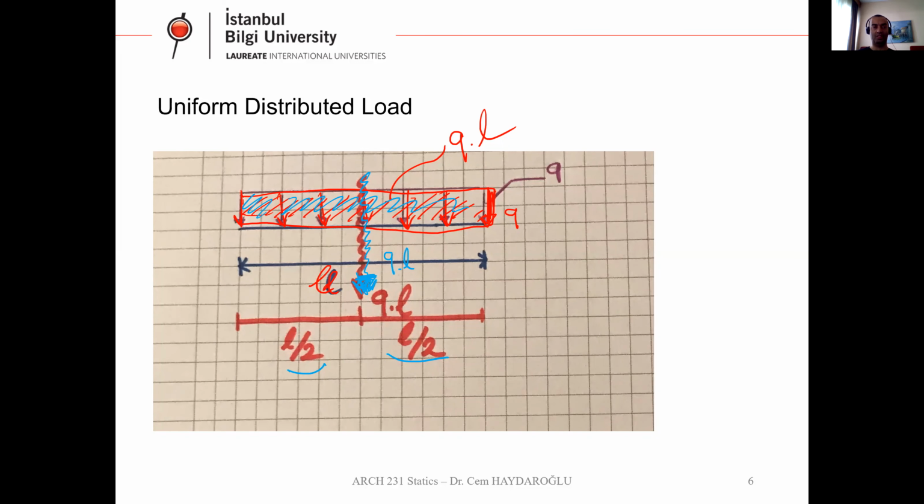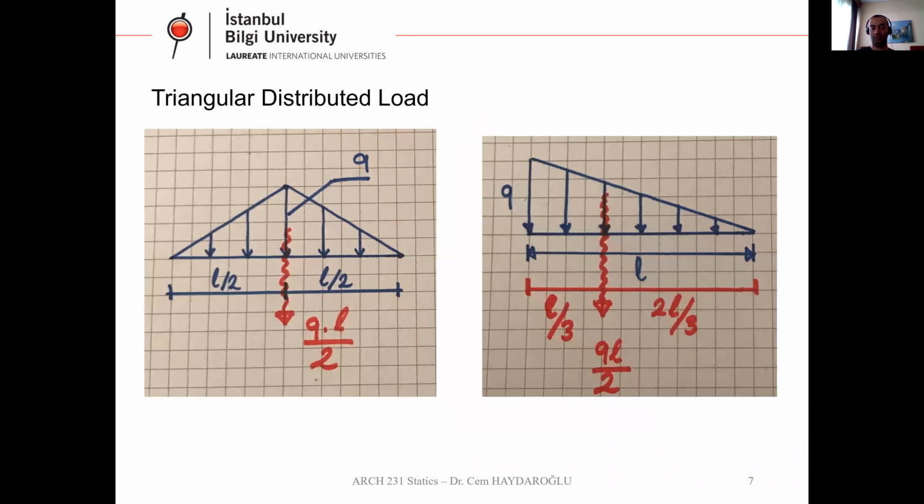If I have a uniform distributed load, the area of this shape gives me the magnitude, and also the location is the center of this rectangular shape. Okay, this is the uniform distributed load. Okay, we have different shapes.